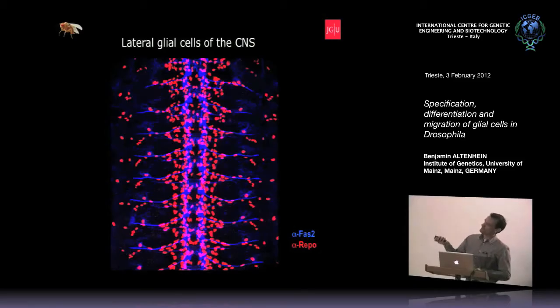Different colors, but the same staining. So now repo is stained here in red, and FAS2 is in blue. And what you can hopefully appreciate is that glial cells are arranged in a very stereotypic way in each segment. And this is another advantage of the fly. We're not just looking at one brain, but we're looking at repeated serial homologs, segments that can be analyzed in one embryo in parallel. So we have not just one brain to look at, but we have different segments that we can address and analyze.